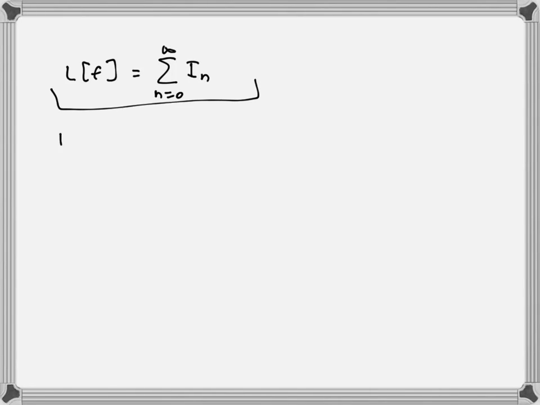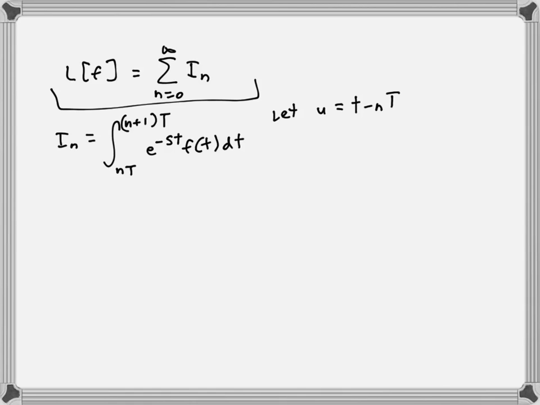So what does I_n equal? Remember, I_n is exactly the integral from n capital T to (n plus 1) capital T of e to the negative st f of t dt. The trick here is to do a u substitution. We're going to scale it back. So I'm going to let u be exactly t minus nT, like this.